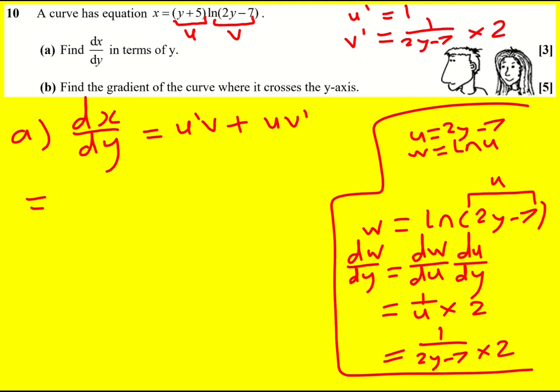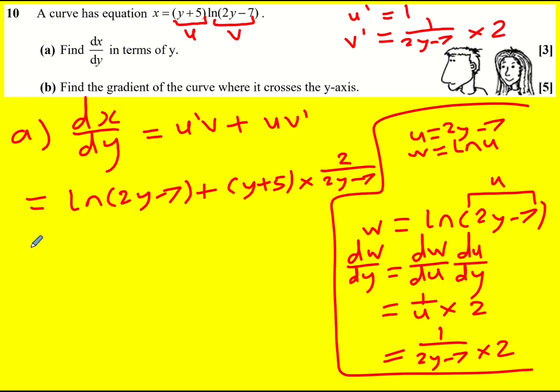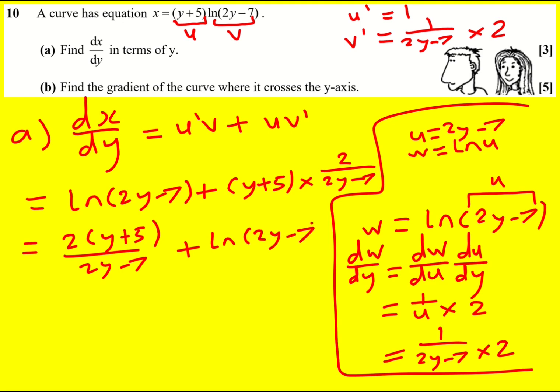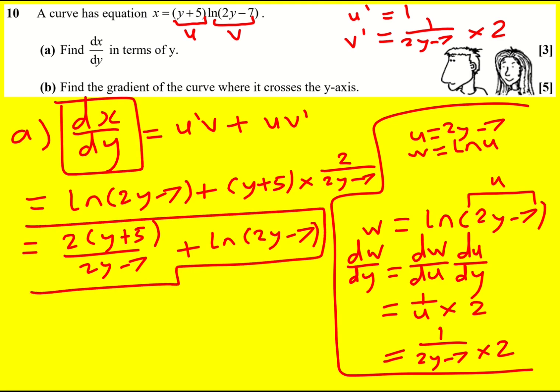Right, let's carry on. So u prime is 1, and then v is ln 2y minus 7. And then u is y plus 5. And I'm timesing by v prime, which is 2 over 2y minus 7. Just going to tidy it up. I think I'll write it as 2 bracket y plus 5 over 2y minus 7, and then the ln term second. Okay, good.